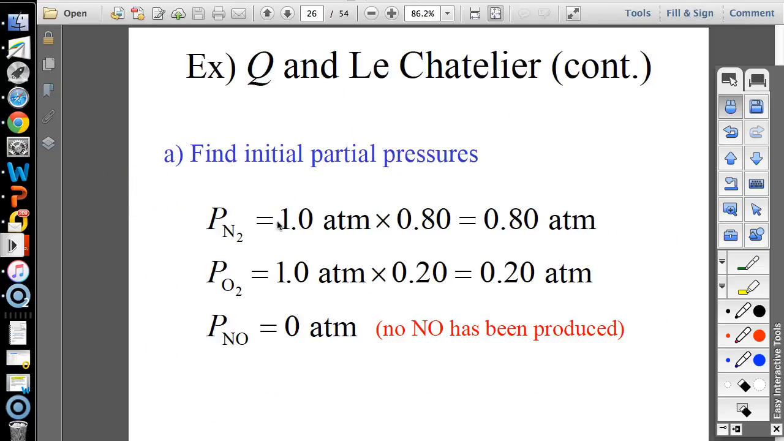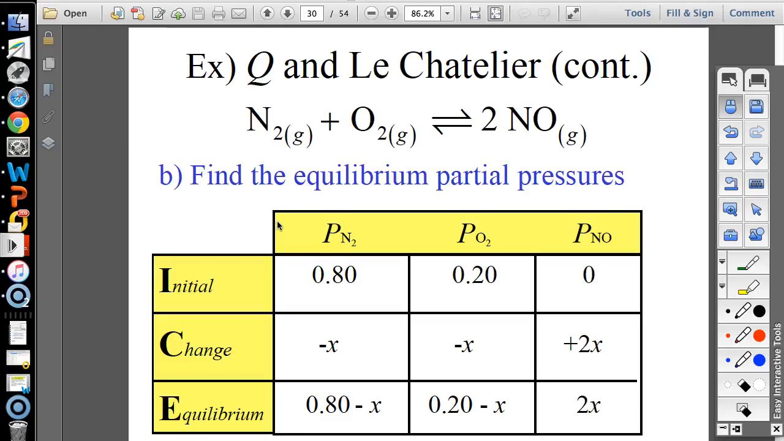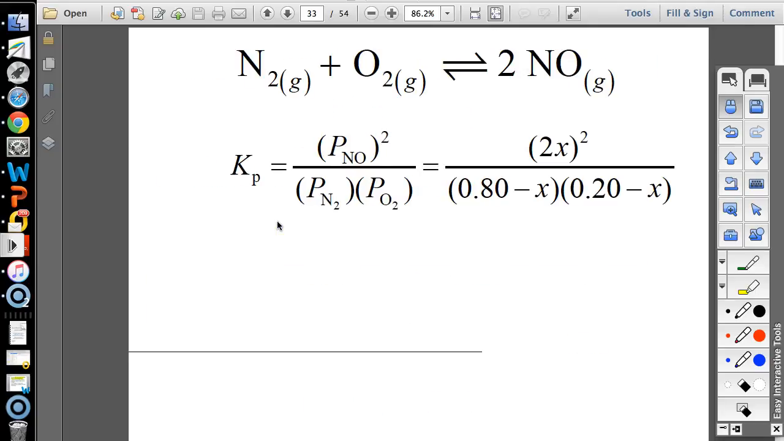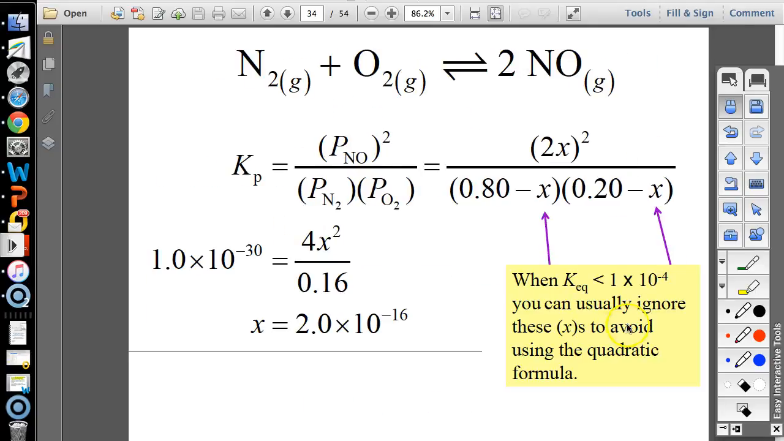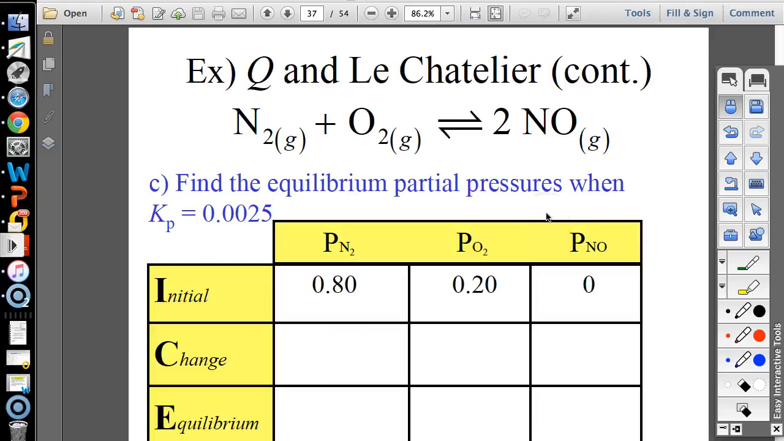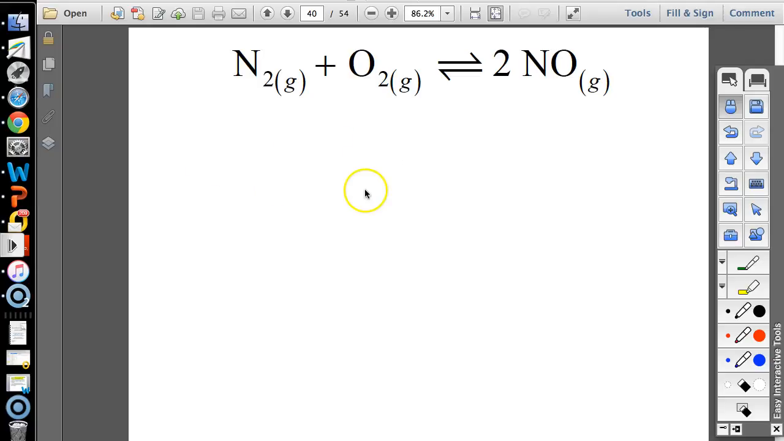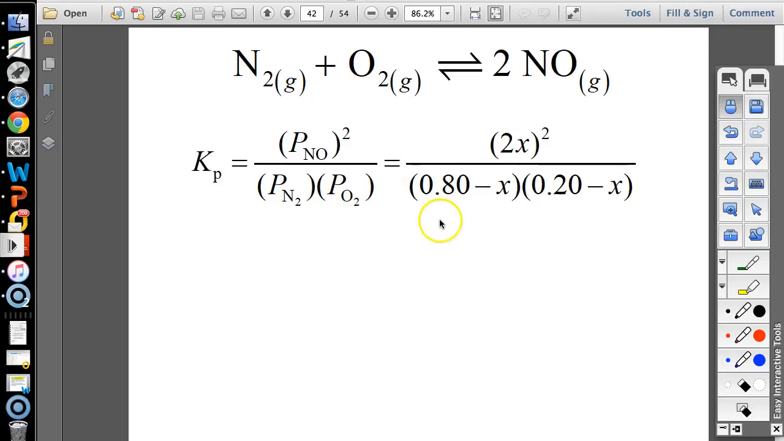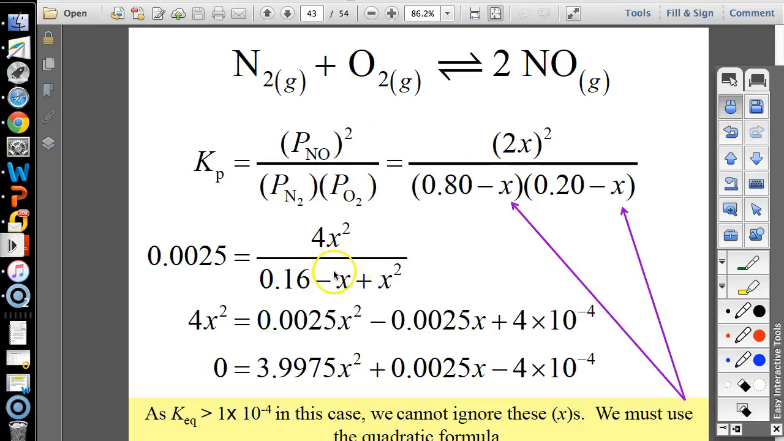So that's what we just did. Like I said, you can ignore that, and they get all the same answers as us. This is when Kp is 0.0025. So same ice table, same everything, same setup. You would have to make a new ice table. But at the end, when you set it equal, it's now equal to 0.0025.